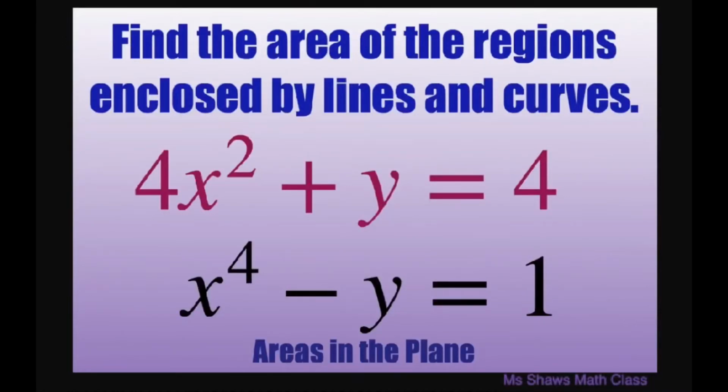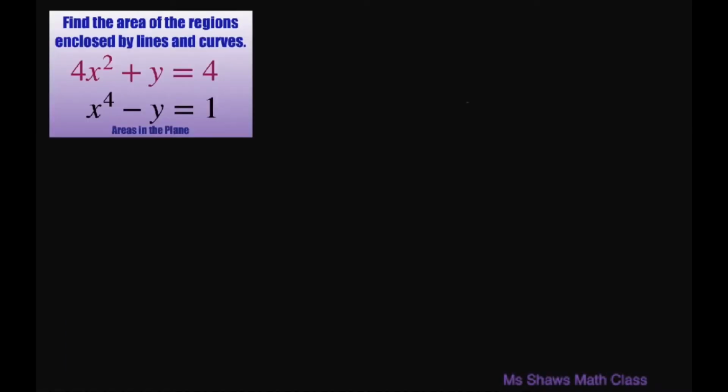One, we're going to find the area of the regions of these two curves. The first thing we want to do is find the intersection of these. So let's solve for y for both of these. For the first curve, we're going to get y equals 4 minus 4x squared. And for the second one, we're going to get y equals x to the power of 4 minus 1. Since y equals y, we can set these equal to each other.